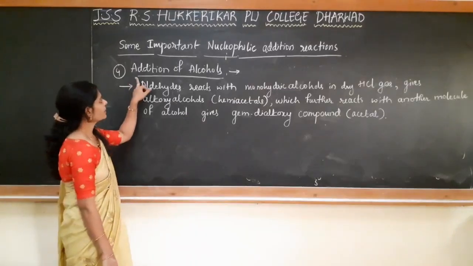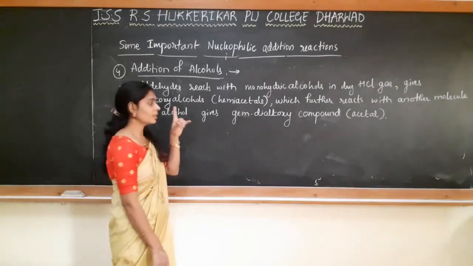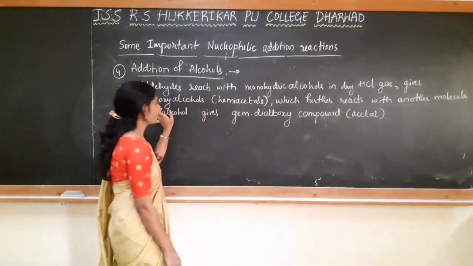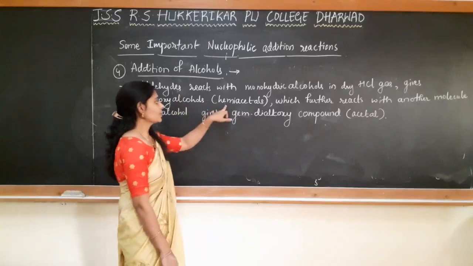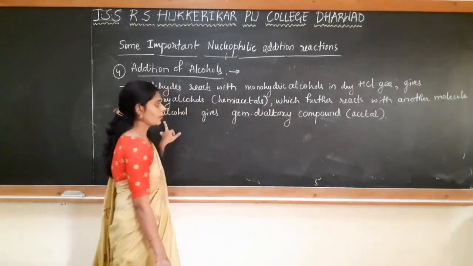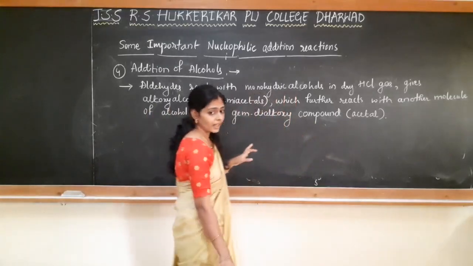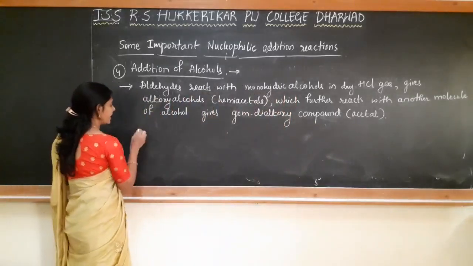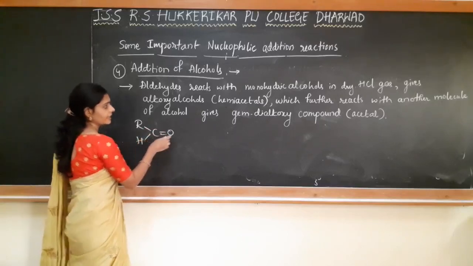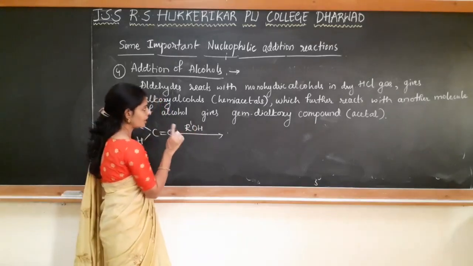The fourth example is addition of alcohols. Aldehydes react with a monohydric alcohol, which contains only one OH group, in dry HCl gas. This results in the formation of alkoxy alcohols, which are called hemiacetals. It is an intermediate which on further reaction with another molecule of alcohol gives a geminal dialkoxy compound, which is considered an acetal. The aldehydes are represented by RCHO, and the aldehyde is reacted with a monohydric alcohol.